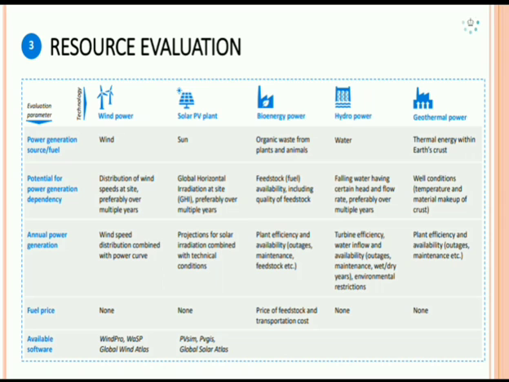For the wind, we look at how power generation depends on it. We will see the distribution of the wind spread at a site, preferably over multiple years. For the sun, the global horizontal irradiation at a site. For organic waste, we will see the feedstock availability including the quality of the feedstock. And for water, falling water having a certain head and flow rate, preferably over multiple years. Means we can use wind, sun and water over multiple years. For the annual power generation in wind, we use the wind speed distribution combined with the power curve.